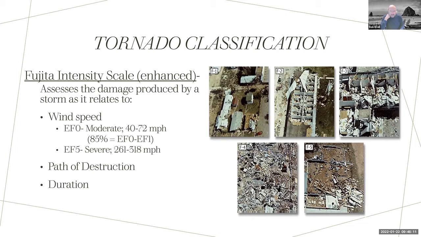It ranges from 40 to 72 miles per hour in EF0 up to over 300 miles per hour for the most severe. However, 85% of the tornadoes that we experience in this country, probably anywhere, are in the lower range, EF0 or EF1. And I saw that a hand went up.